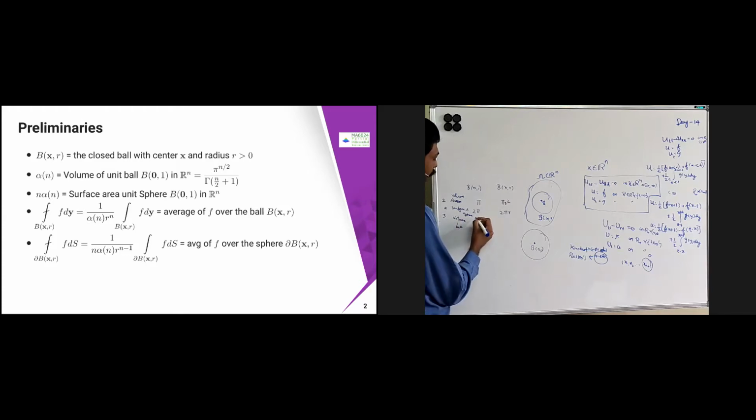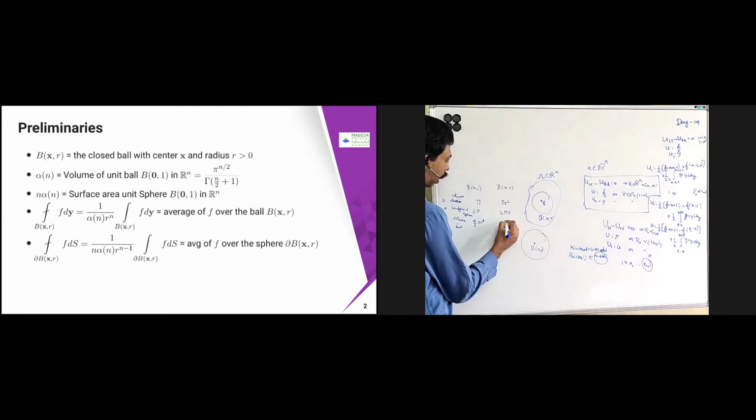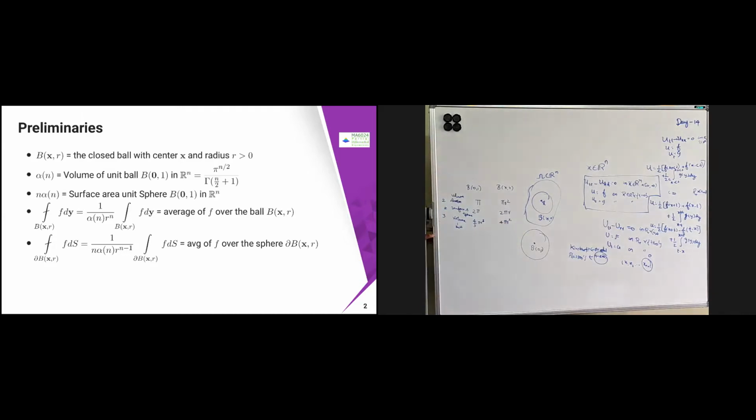So in three dimensions, what is the volume of the ball? 4 by 3 pi r cube. What is the surface area of the sphere? Four pi r square. Okay. So you can immediately observe some relations here.